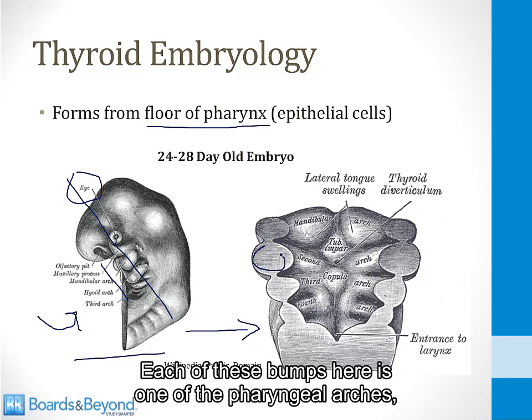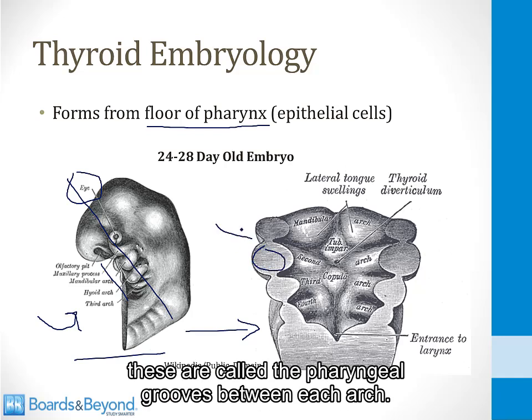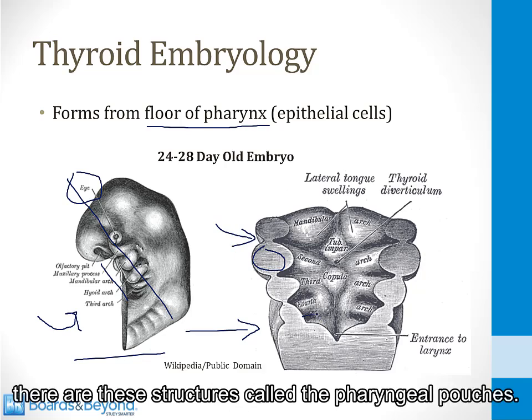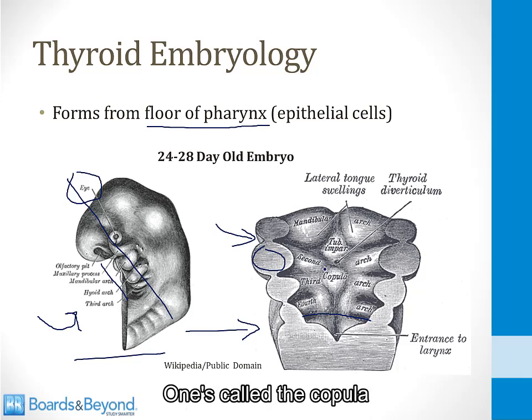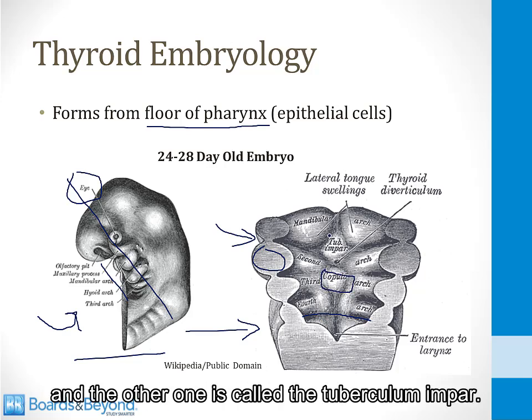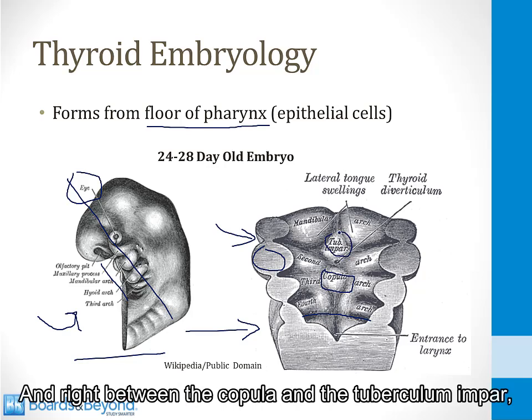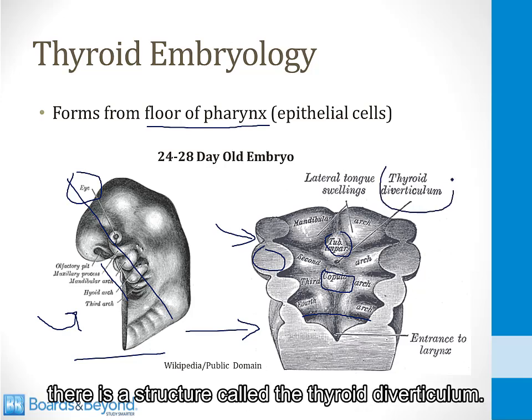Each of these bumps here is one of the pharyngeal arches. These are called the pharyngeal grooves between each arch. And in the middle of the fetus, there are these structures called the pharyngeal pouches, and at the center of those pouches there are two important structures. One's called the copula, and the other one is called the tuberculum impar. And right between the copula and the tuberculum impar, there is a structure called the thyroid diverticulum.